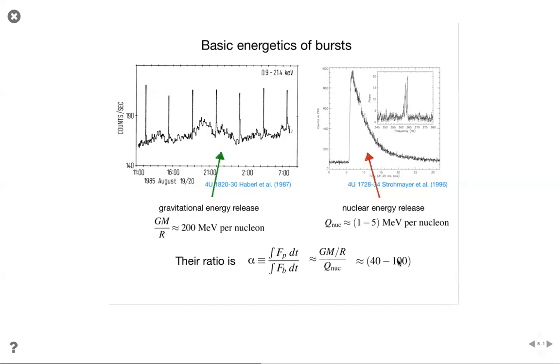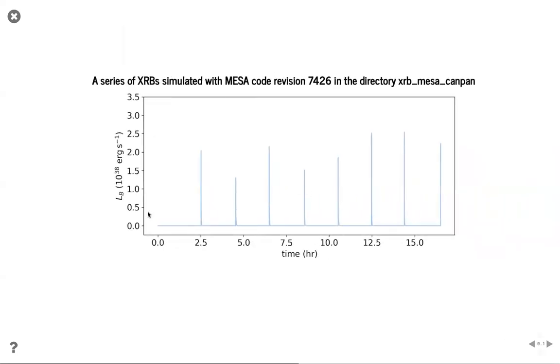So the ratio is shown here. Gravitational energy release between X-ray bursts is approximately 40 to 100 times stronger than nuclear energy release during an X-ray burst. But the luminosity in the burst is higher because the X-ray burst takes a very short time compared to the time interval between X-ray bursts. Okay.